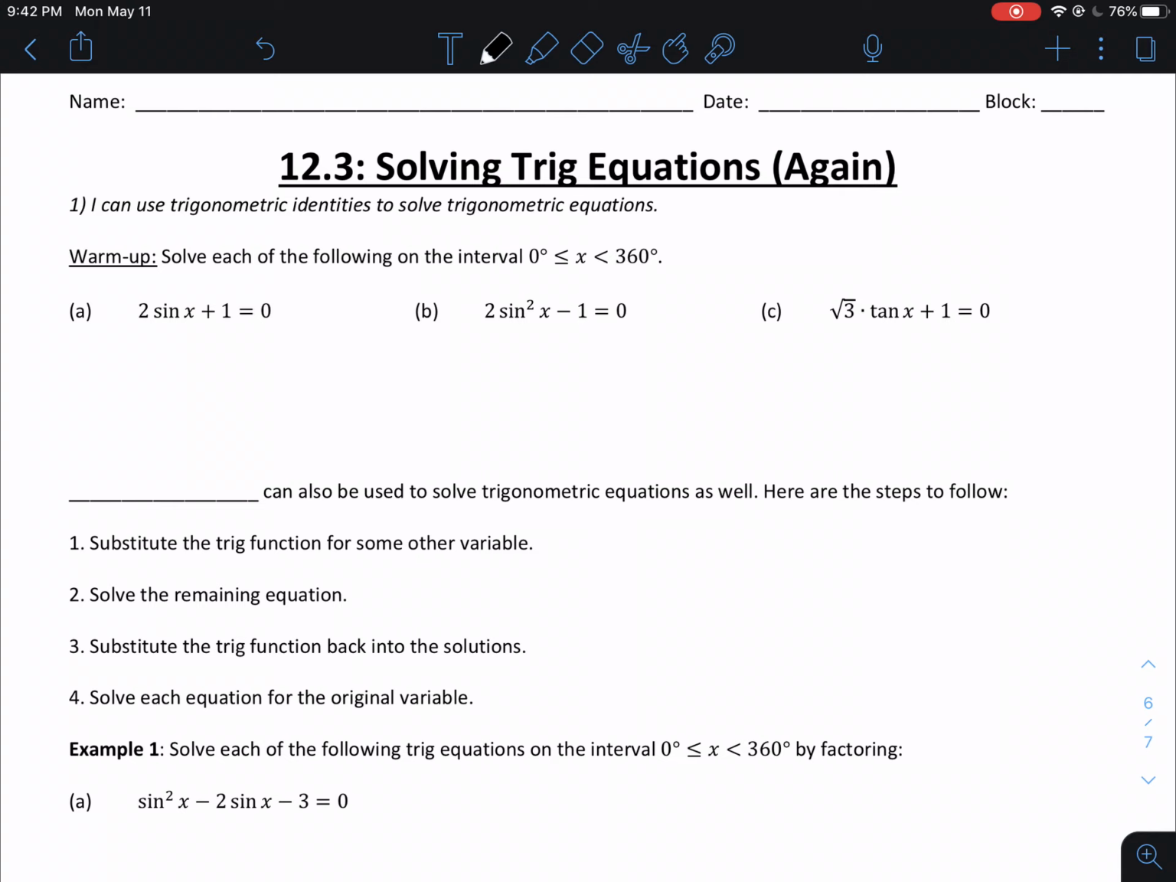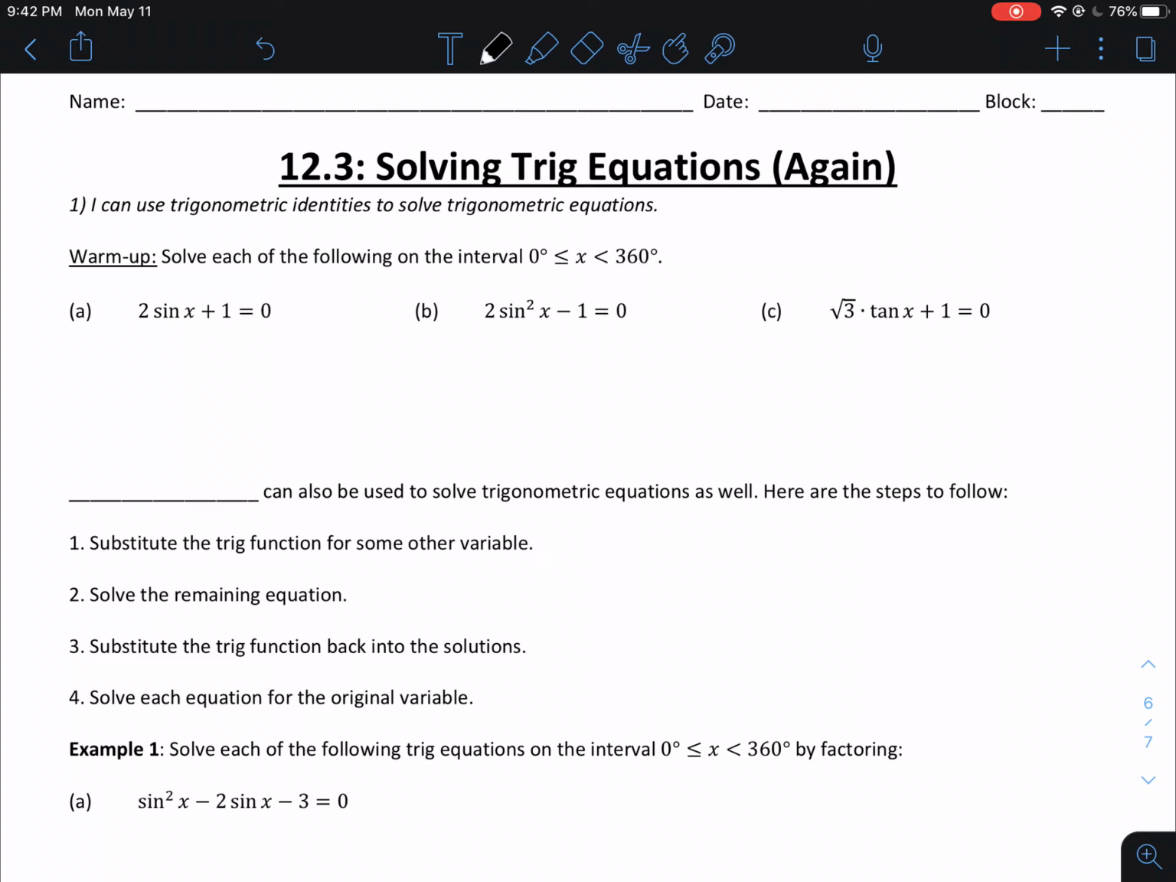All right, here we go. So 12.3, solving trig equations. In parentheses, I put again. We did this back in Unit 9. We're going to be looking at a few new things in this section, though, that are a little bit different from what we saw in Unit 9, some of which will involve the trig identities. So we kind of had to wait to do this until now.